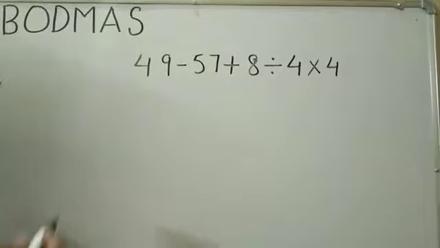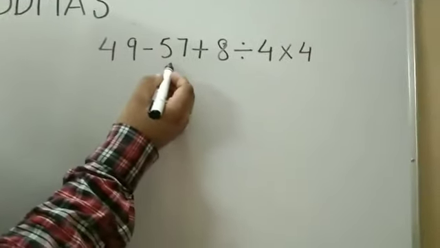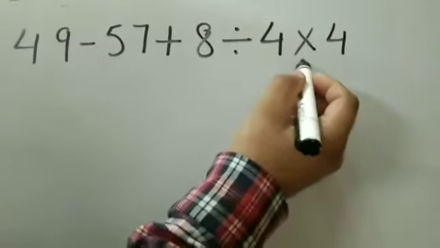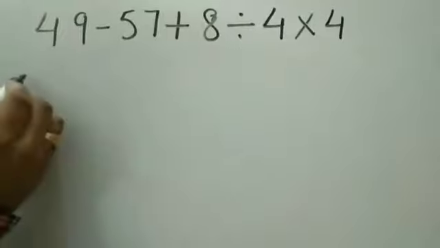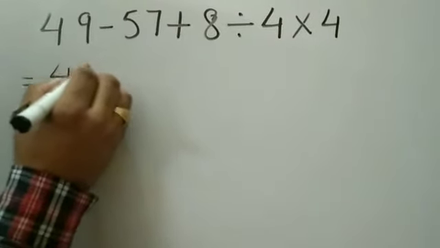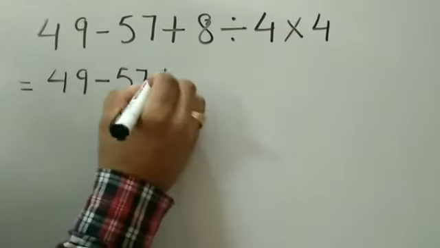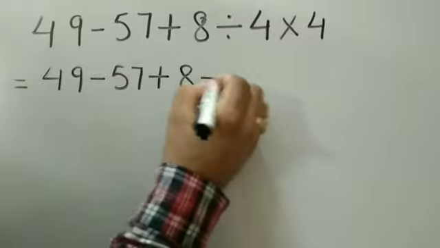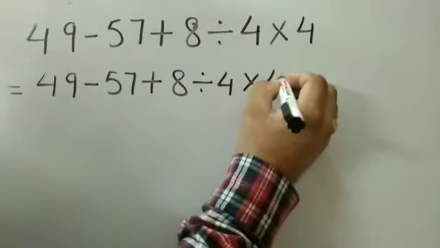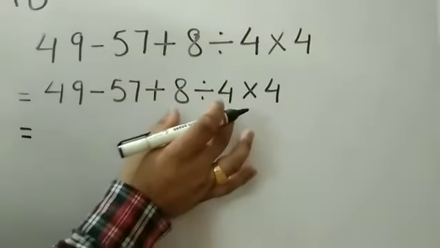Let's solve one more example on BODMAS. 49 minus 57 plus 8 divided by 4 multiplied by 4. Write the statement again. 49 minus 57 plus 8 divided by 4 multiplied by 4. Follow the BODMAS. Solve divide first.